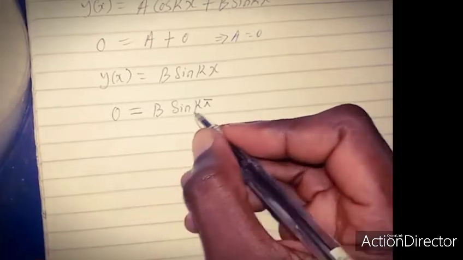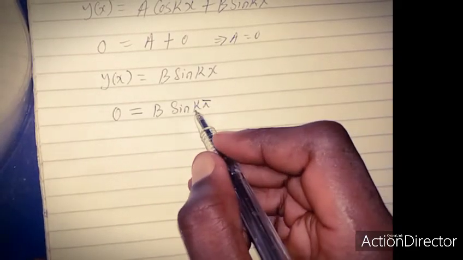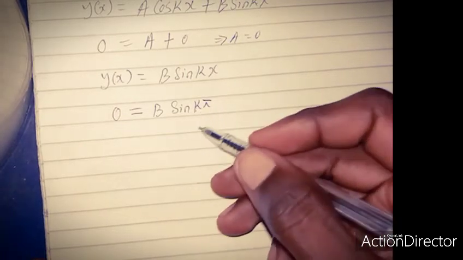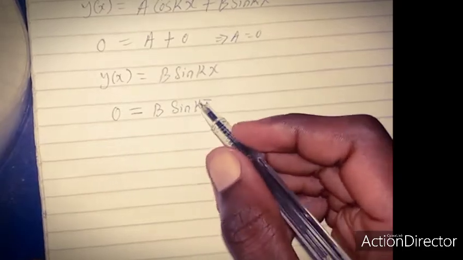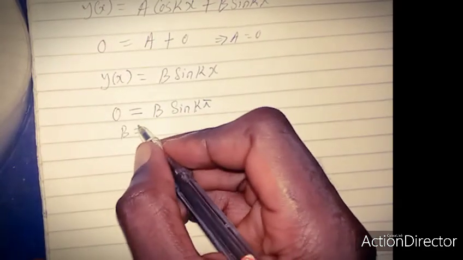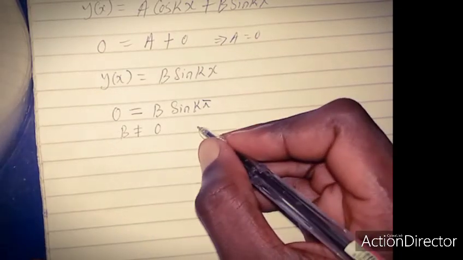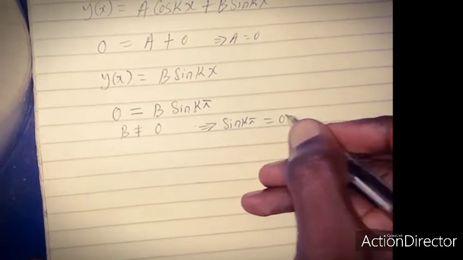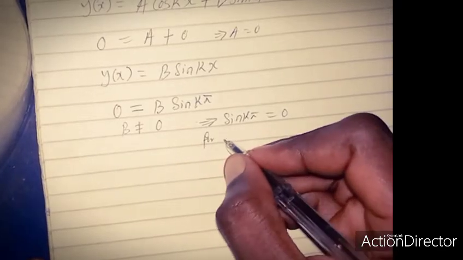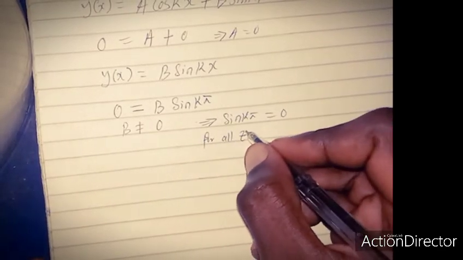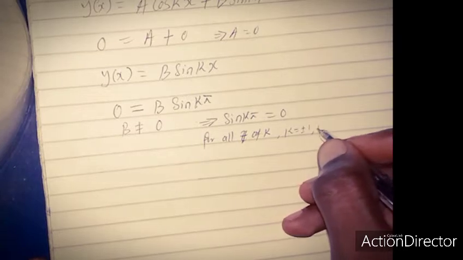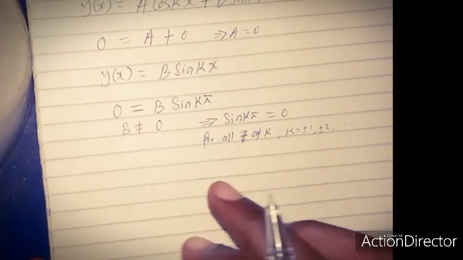Here you will see that for any value of k, sine k pi will always be 0, because sine of a multiple of pi will always be 0. If k equals 2, if k equals minus 2, if you multiply it by pi, sine of the answer will always be 0. So obviously here our b is not equal to 0, which implies sine k pi equals 0 for all integer values of k. That is, if k equals plus or minus 1, plus or minus 2, like that, it will always be 0.